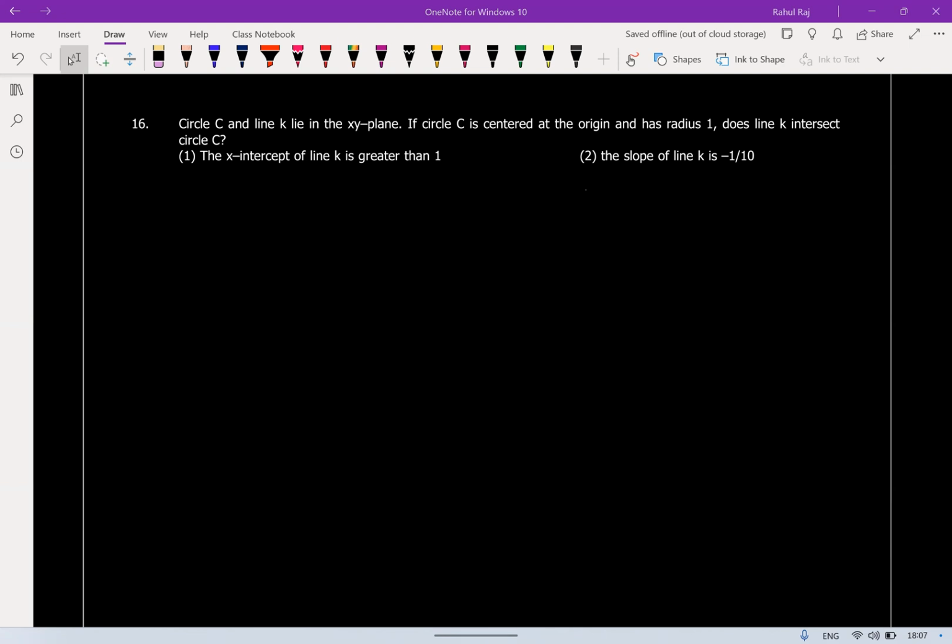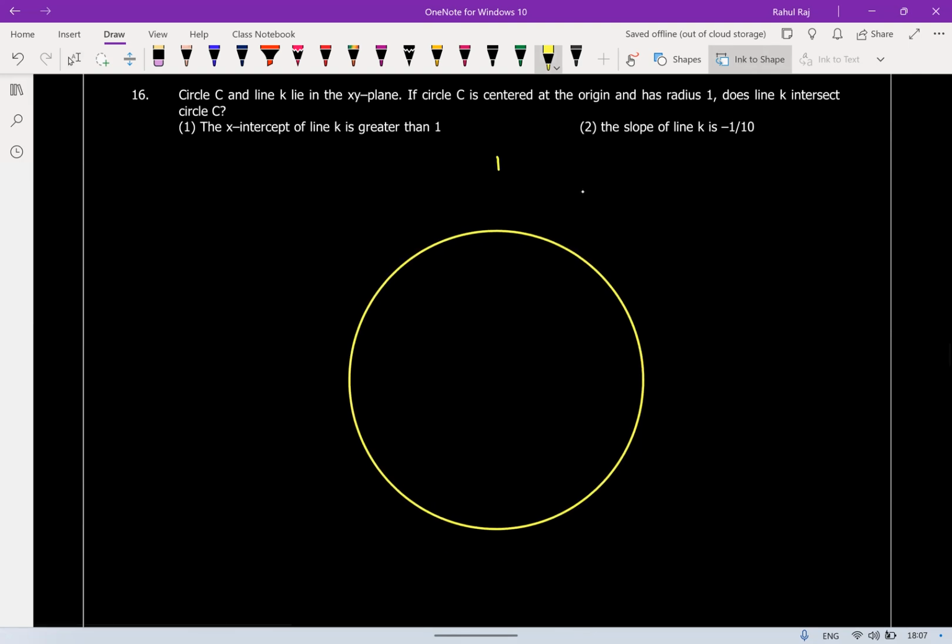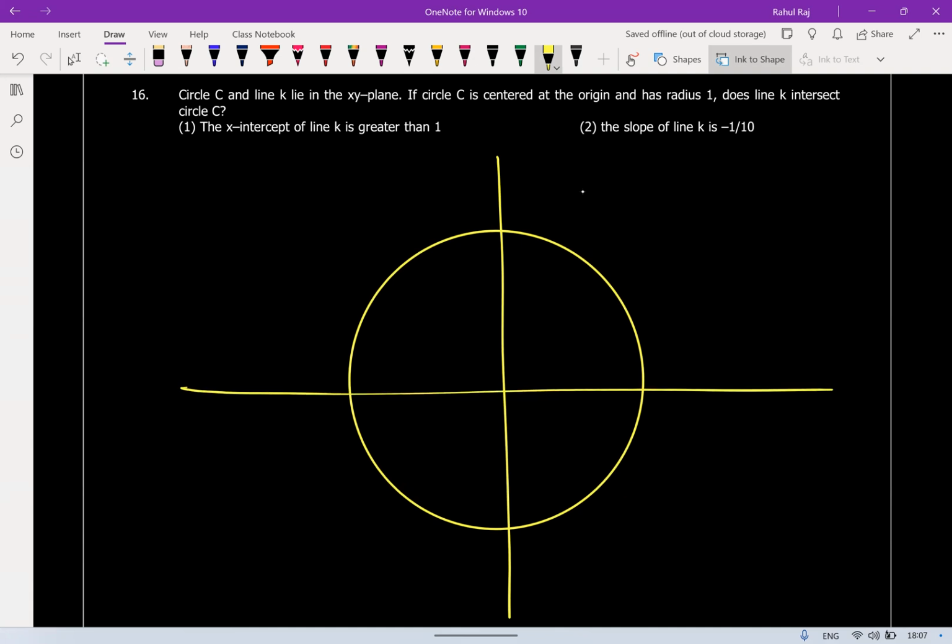Say circle C and line K lie in the xy plane. Circle C is centered at the origin and has a radius of 1. Does line K intersect circle C? That is my question. So let's say this is the circle, centered at the origin. It means this is 1, this is 1, this is 1. Radius is 1, simple logic.